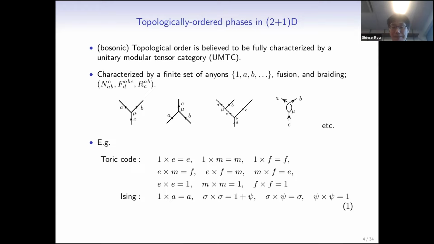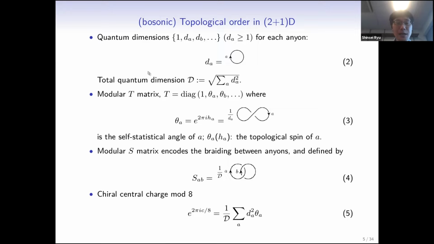Okay, other questions? Okay. So these are basic data, but there's some inconvenience or unphysicalness for these data, in that they depend on the basis we choose. We call them gauge dependent, and gauge dependent quantities are not easy to measure. On the other hand, the data listed here are constructed from the previous data, N, F, R, but these data are gauge independent, basis independent, and that somehow indicates that these are more physical or at least easier to measure. So these quantities are the quantum dimensions of particles, the T and S matrices, and the chiral central charge, at least the mod 8 part of the chiral central charge.